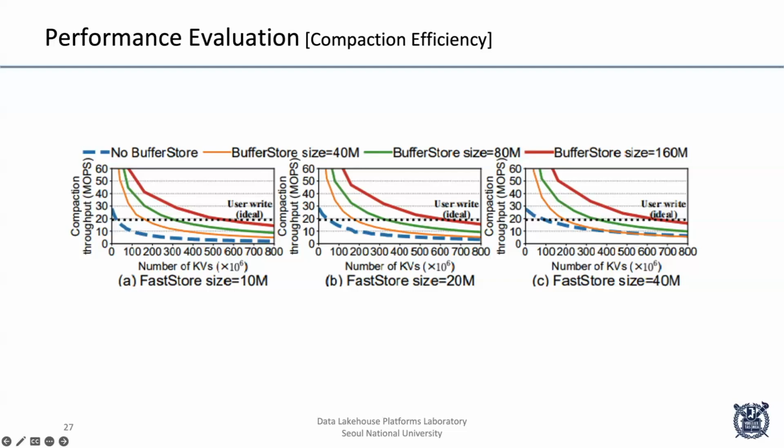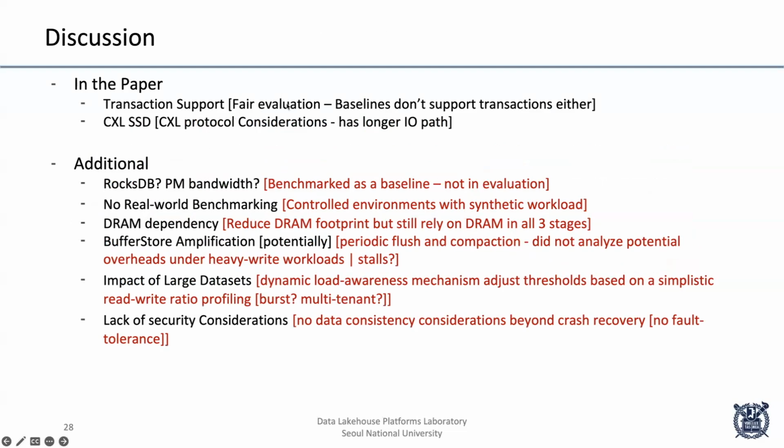In the paper, they mention some discussion. They say that we don't offer transactional support, so we'll try to work on that in the future. And then they say our evaluation is fair because the baseline also does not support transactions. That's what they actually put in the discussion section? Yes. That's a big limitation.